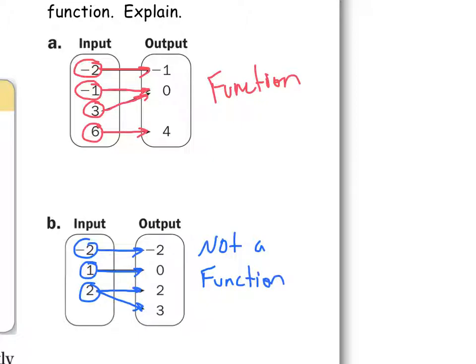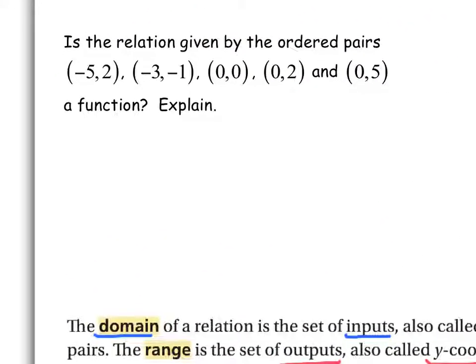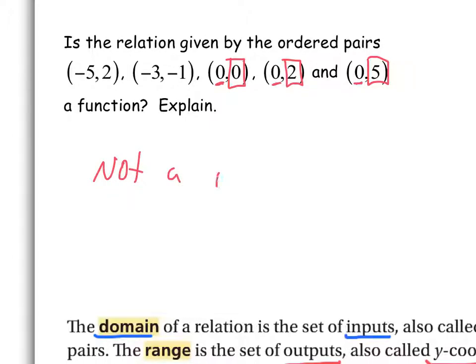So let's go away from the mapping and let's look at ordered pairs instead. So determining whether or not we have a function. Look at your inputs, meaning look at your x values. Does each x value give you only one y value? No. Because 0 shows up 3 times and it gives us 3 different numbers for the output. So therefore, this is not a function.